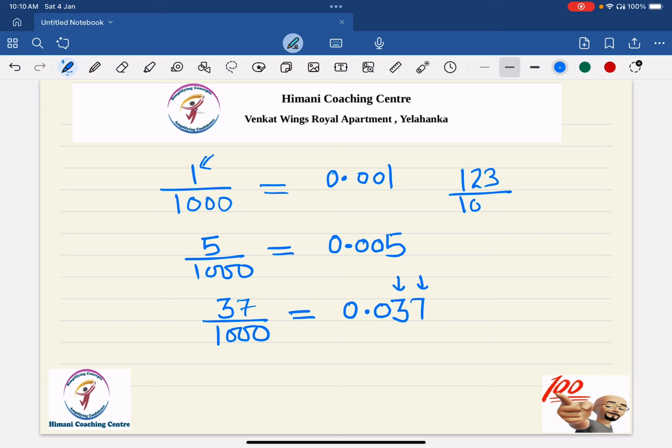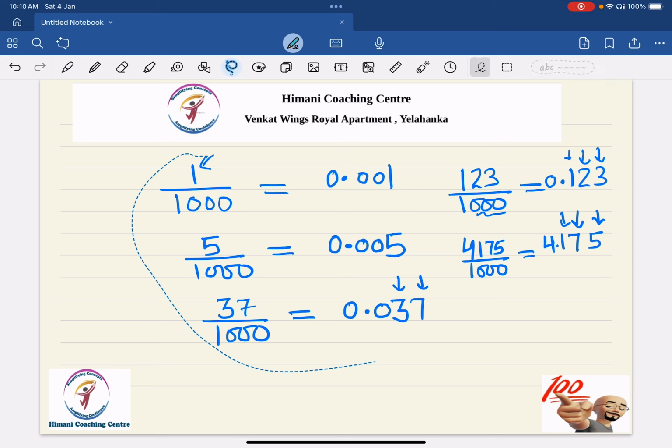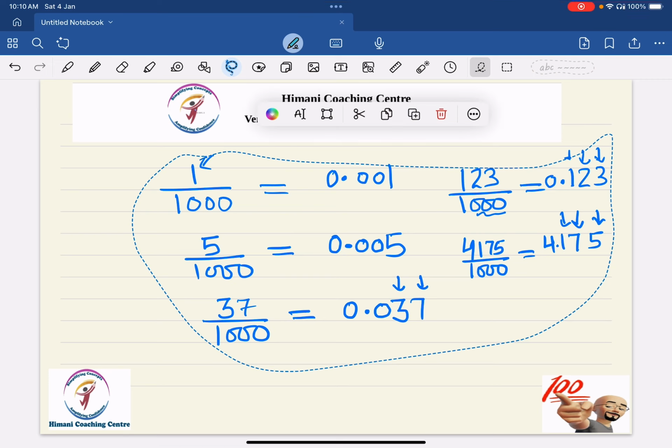Now let us do 123 divided by 1000. So you write 123 as it is, count 1, 2, 3, put a decimal. Because there are three zeros in the thousand, we have to have three digits after decimal. Now let us say we have 4175 divided by 1000. So 4175, start counting from the unit digit 1, 2, 3, put a decimal. So the answer is 4.175. Okay, kids. So this is how we do division by 1000 and that's the easiest trick.